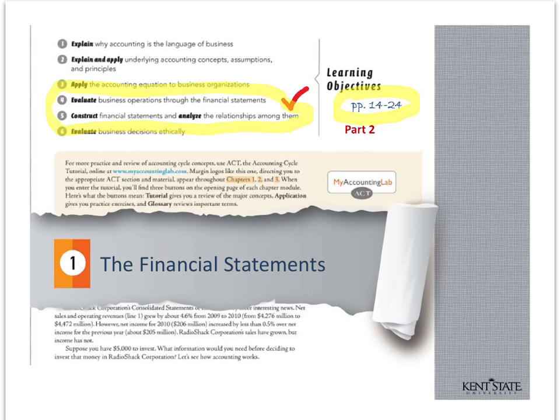Okay, so that brings us to the end of Part 2, which is kind of a high-level overview of what goes in those statements and how they're interrelated. Now we're going to go to Part 3, and in Part 3 we actually look at Amazon's financial statements.